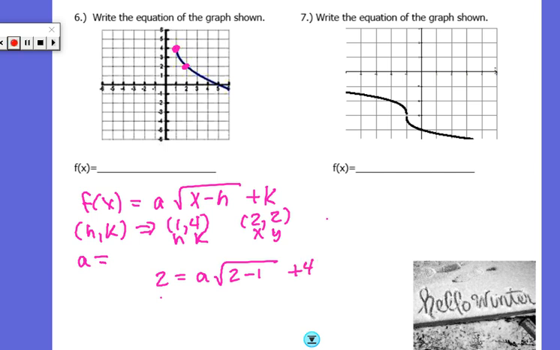Alright, I'm going to subtract 4 from both sides. And so I'm going to get negative 2 is equal to the square root of 2 minus 1, which is 1, times a. So that's telling me that a is negative 2. Alright, so now I have everything I need to plug in to have the equation for my function.